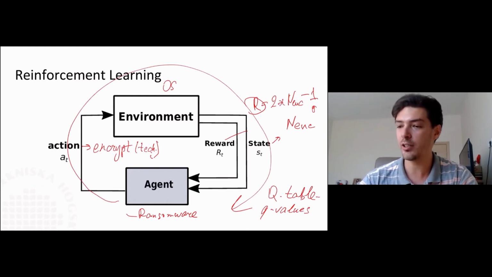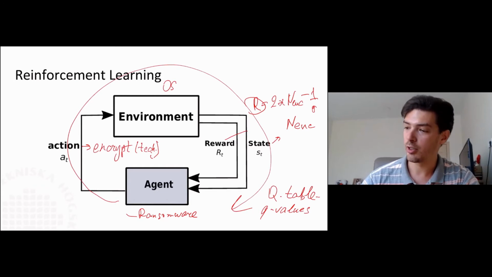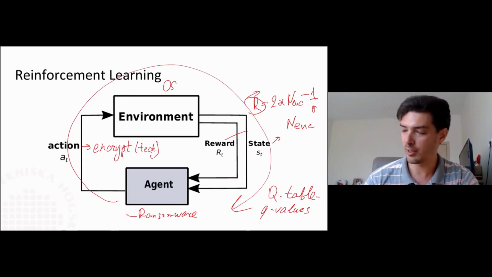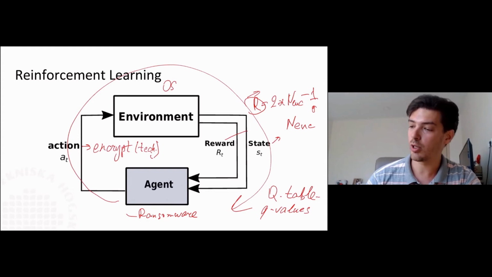So this is the idea of reinforcement learning. We focus not only on current results, but we try to build a long-term strategy. We need to find a policy that will maximize our reward function, and in our particular case, in the end we will encrypt all our files.